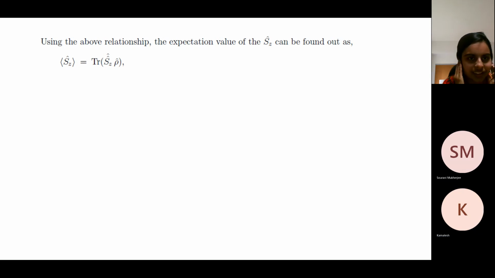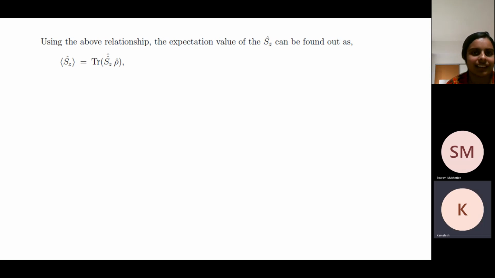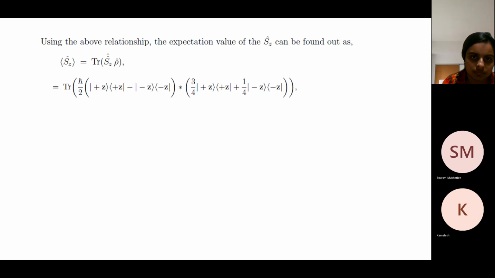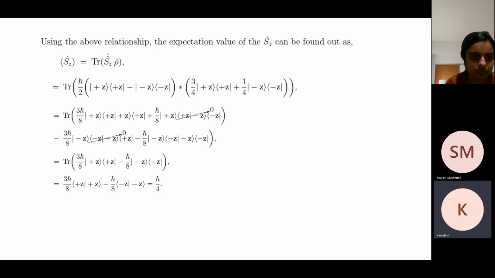One second, how many values did you tell? Ma'am, h cut by 2 outside, then 3 by 4, 0, 0, minus 1 by 4. Okay, so what would be the trace? Trace is the sum of the diagonal elements, right? H cut by 4.